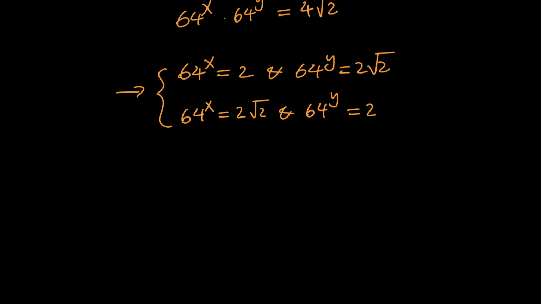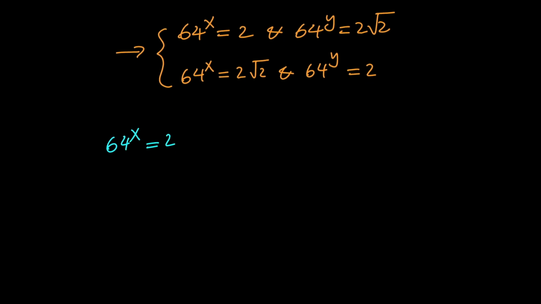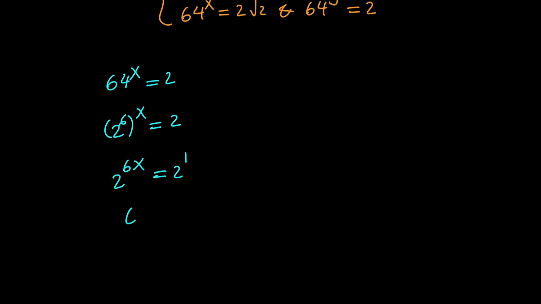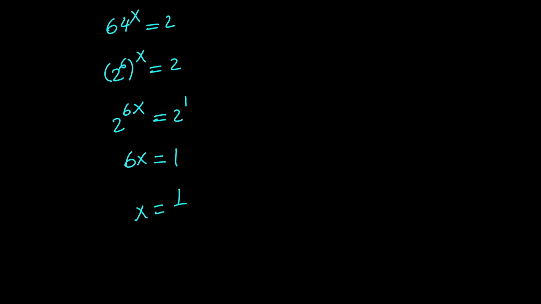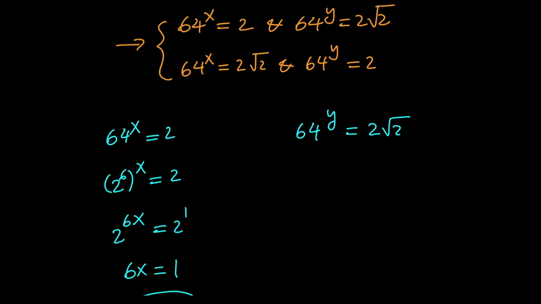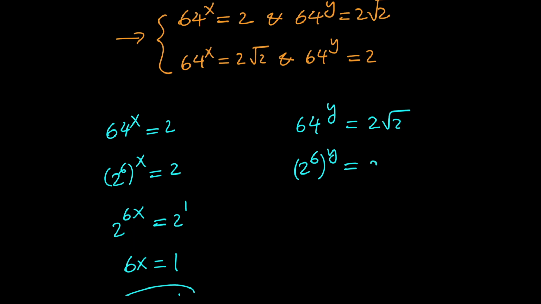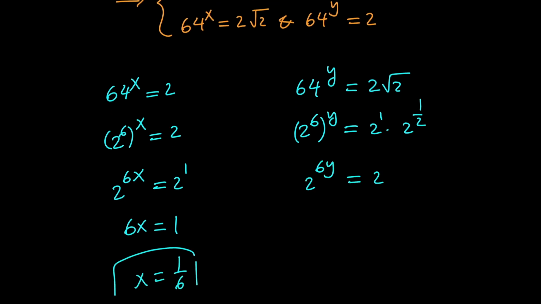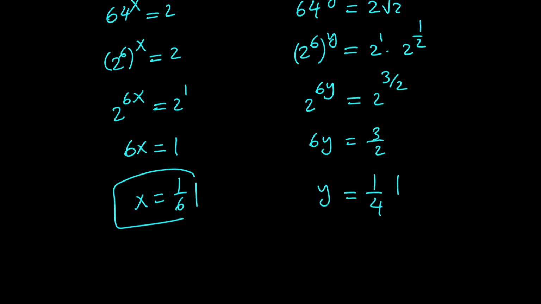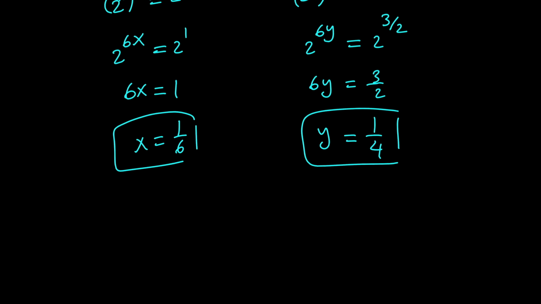So if 64 to the power of x equals 2, we can say that 2 to the power of 6 to the power of x equals 2, which means that 2 to the power of 6x equals 2 to the power of 1, which means that 6x equals 1, which means that x equals 1 over 6. Now, if 64 to the power of y equals 2 times the square root of 2, that means that 2 to the power of 6y equals 2 to the power of 1 times 2 to the power of 1/2, which means that 2 to the power of 6y equals 2 to the power of 3 over 2, which means that 6y equals 3/2, which means that y is 1/4. Cool. So in the first case, x is 1 over 6 and y is 1 over 4. That means that in the other case, x is going to be 1 over 4 and y is going to be 1 over 6. Great.